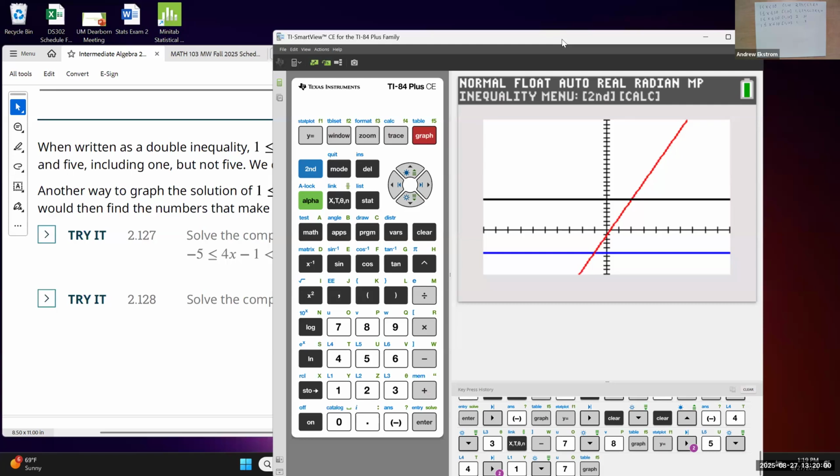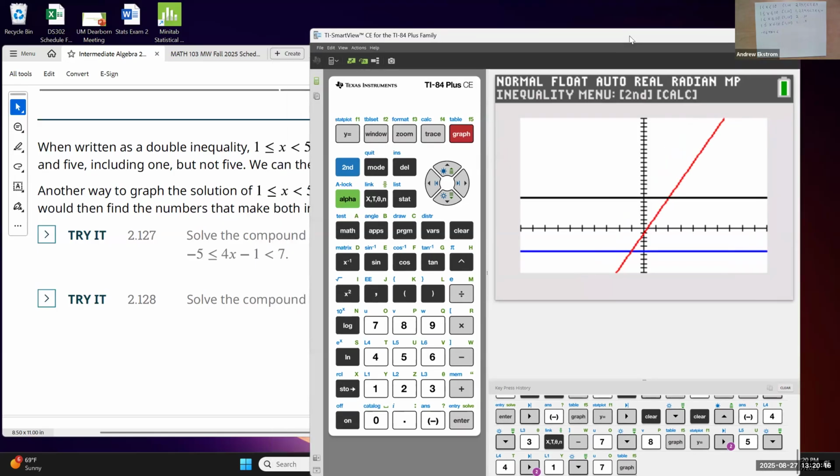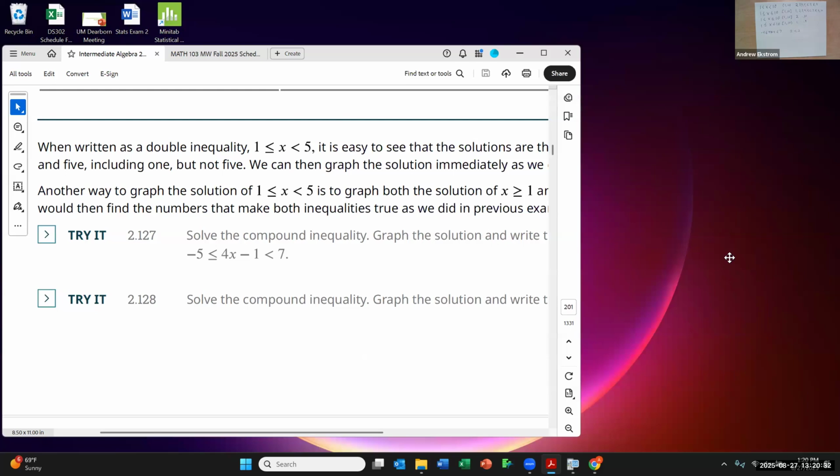So my best guess on this particular one, so we've got -5 less than or equal to 4x minus 1 less than 7, right? And from the graph, we're getting approximately -1. It looks to me like it's about 2. So let's go ahead and solve this one.